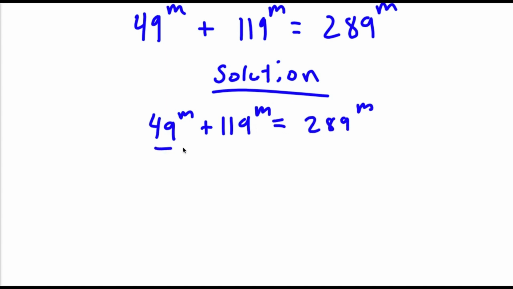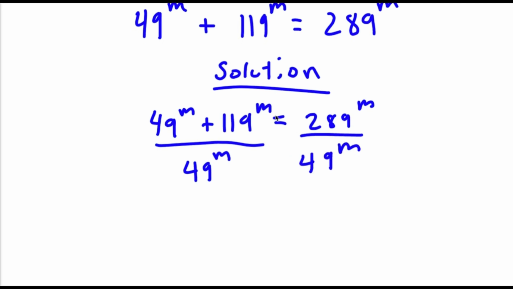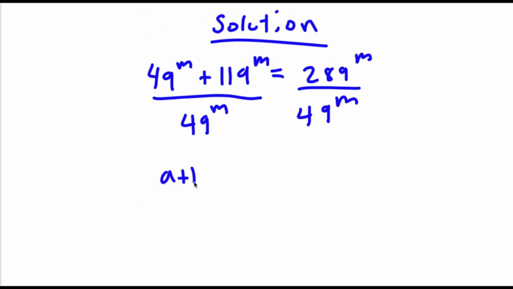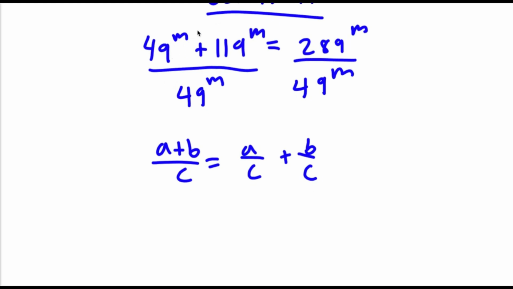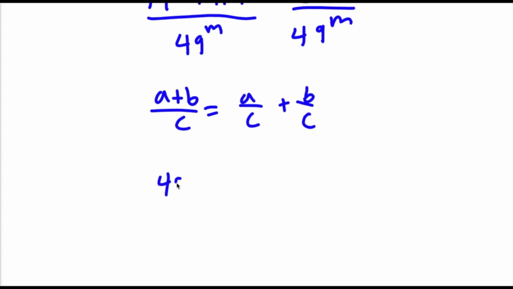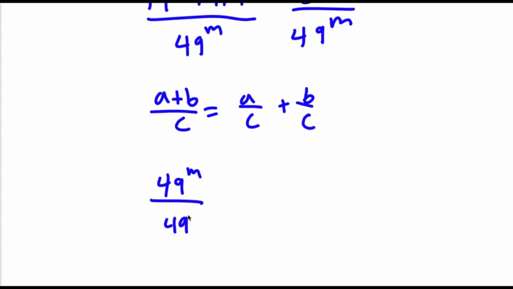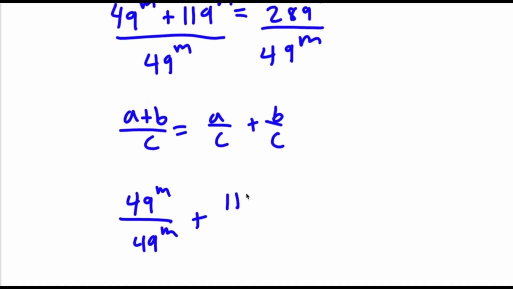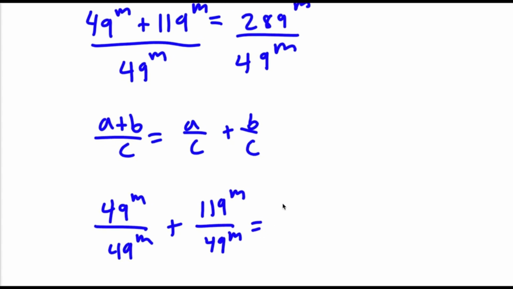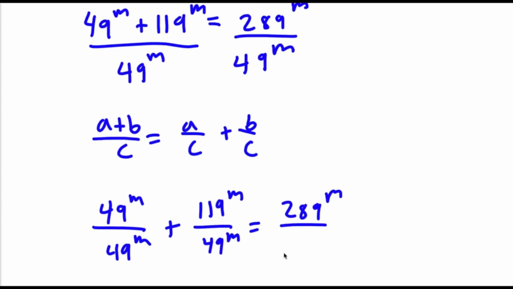Now what I'm going to do is divide both sides by 49 to the power of m. If I have something in the form (a plus b) over c, this can actually be written as a over c plus b over c. So in this case, 49 to the power of m plus 119 to the power of m over 49 to the power of m can be written as 49 to the power of m over 49 to the power of m plus 119 to the power of m over 49 to the power of m. This is still equal to 289 to the power of m over 49 to the power of m.